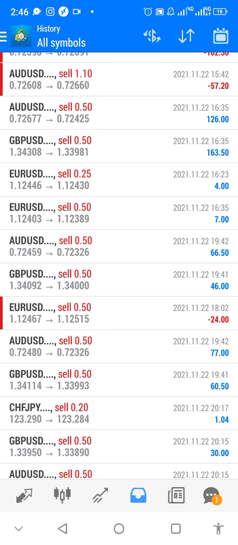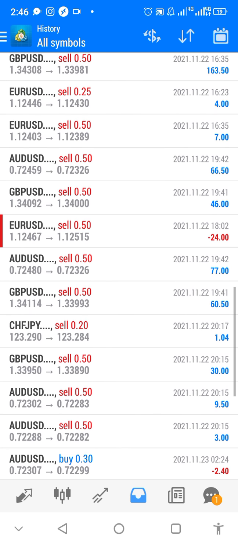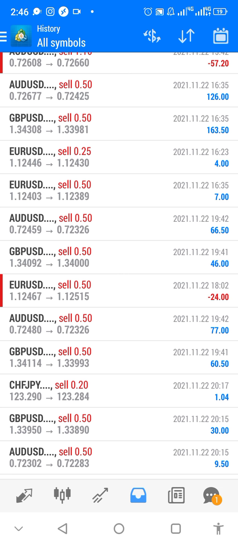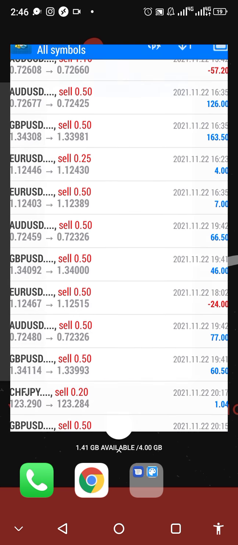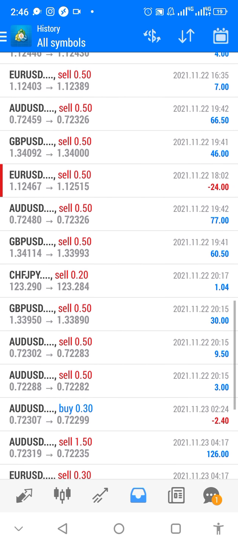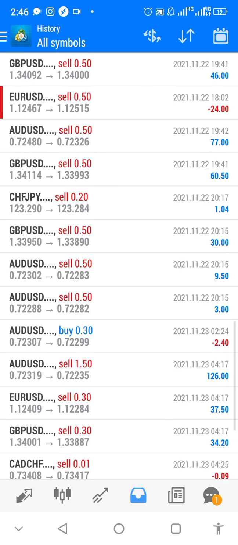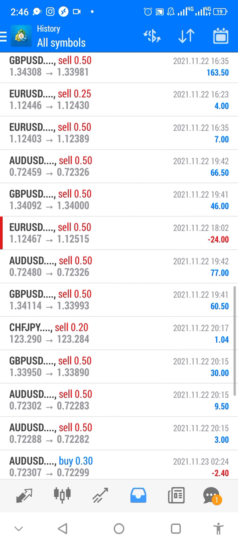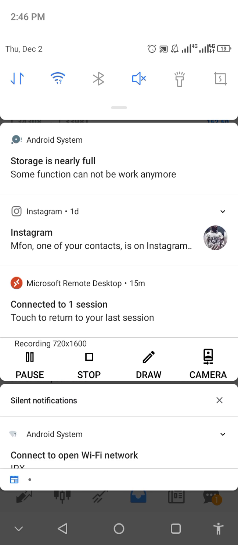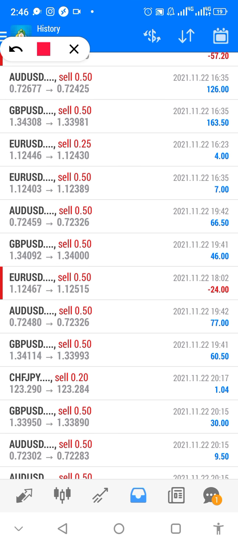So I easily cut this move. Very, very easy from this setup. As it went back there, I cut the move, and then I got my account back to profit. So around this time, I closed all my positions from this point. I closed all my positions around this point, I think.